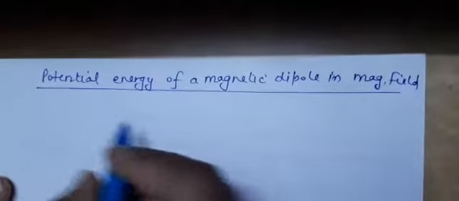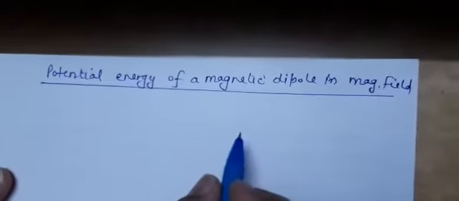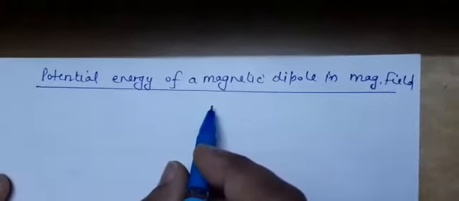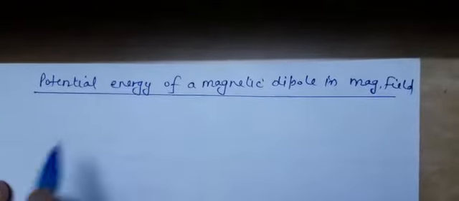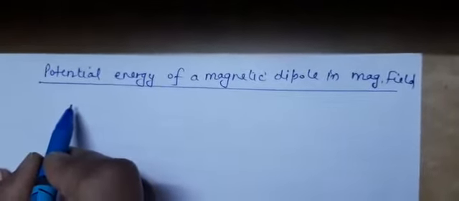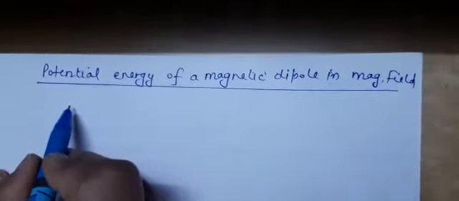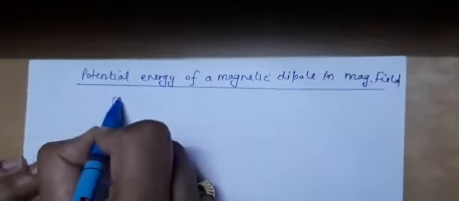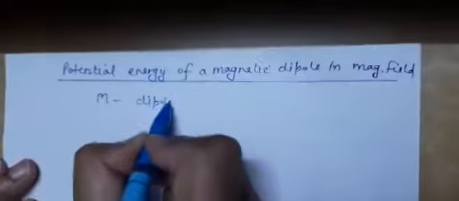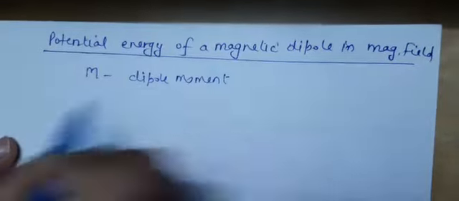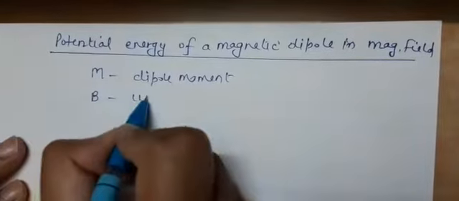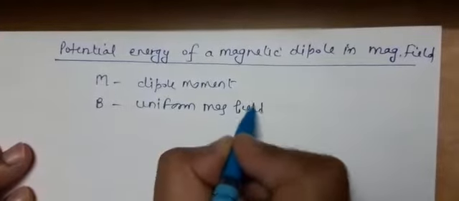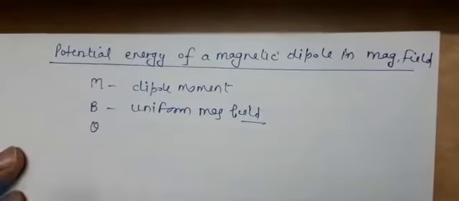Now next is potential energy of magnetic dipole in magnetic field. See, this concept you have done in electrostatic also. So in the same way you will proceed here, as it is defined as the energy possessed by a dipole due to its particular position in the field. So if we assume that a magnetic dipole of dipole moment m is held in a uniform magnetic field at an angle theta with the field.